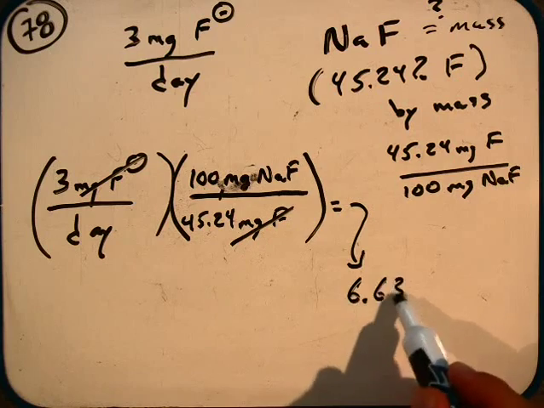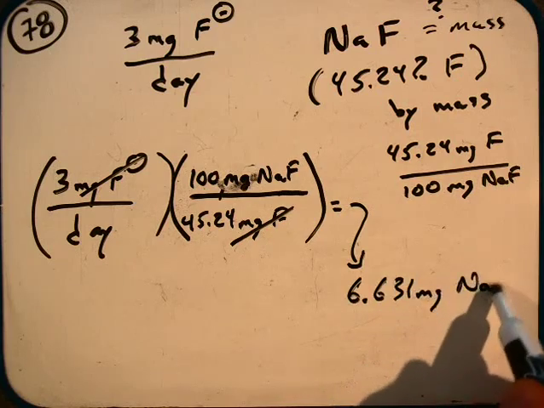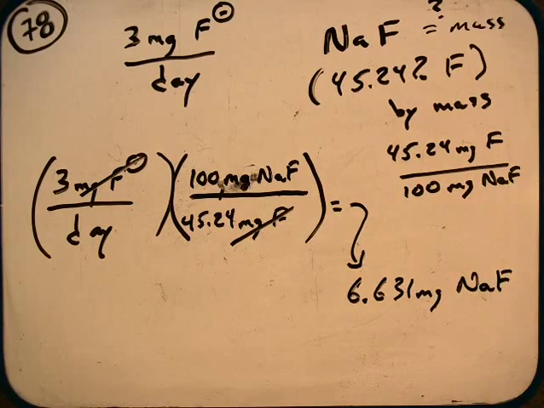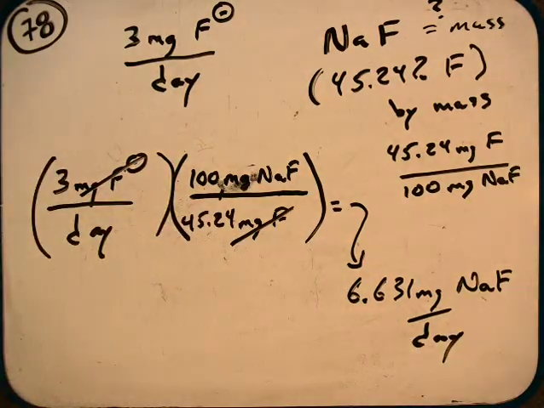And when we do that calculation, we get 6.631 milligrams of sodium fluoride would need to be ingested per day in order to get 3 milligrams of fluoride into your system, again, to prevent tooth decay. That is number 78.